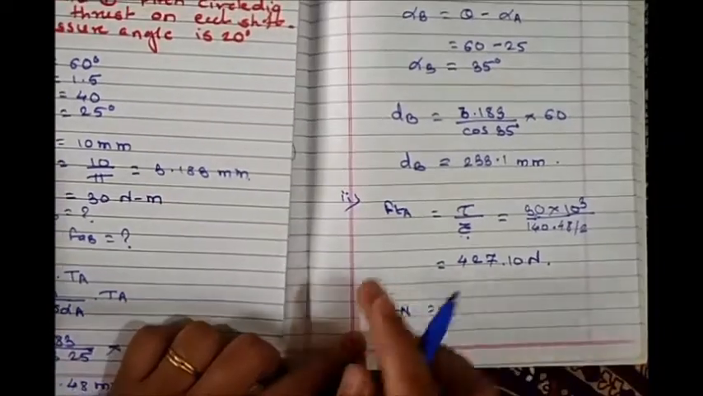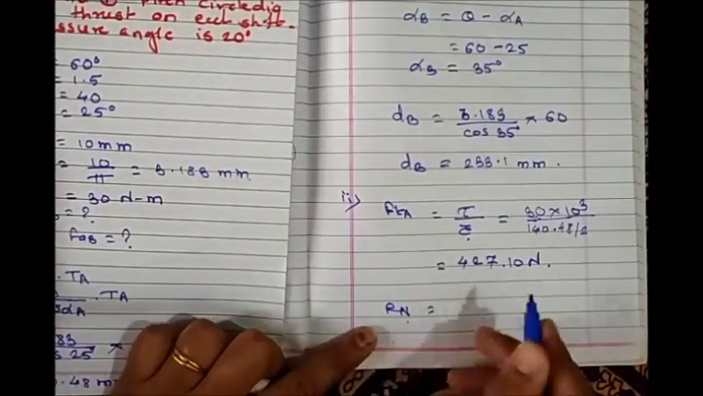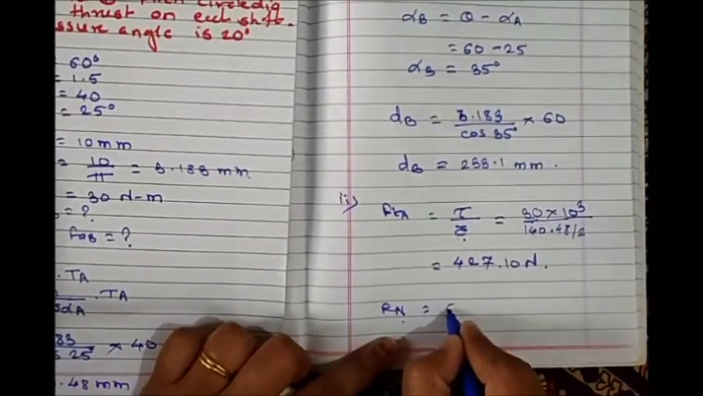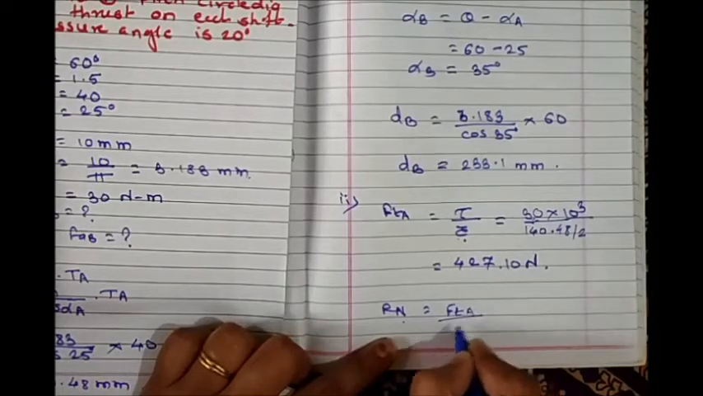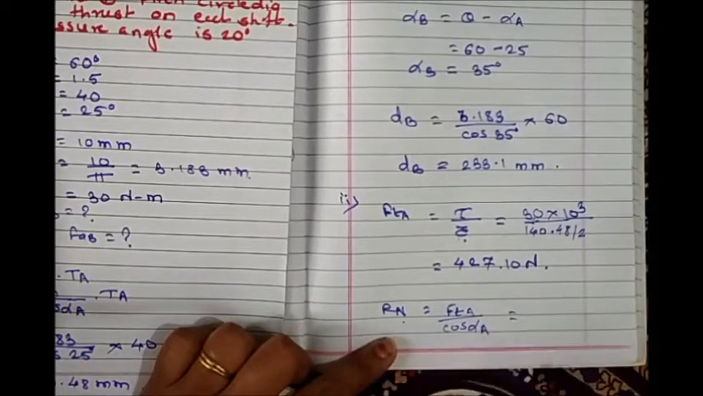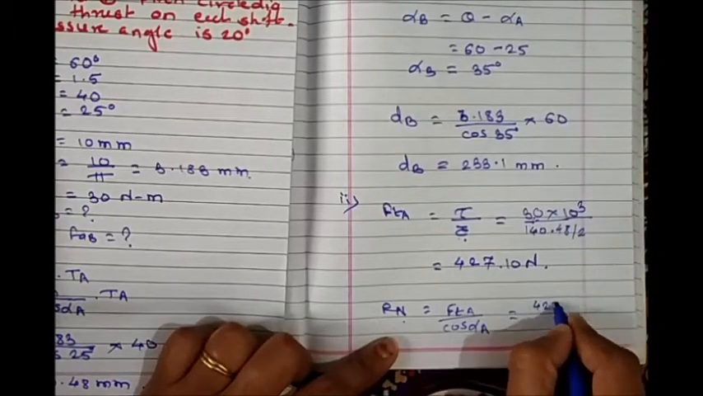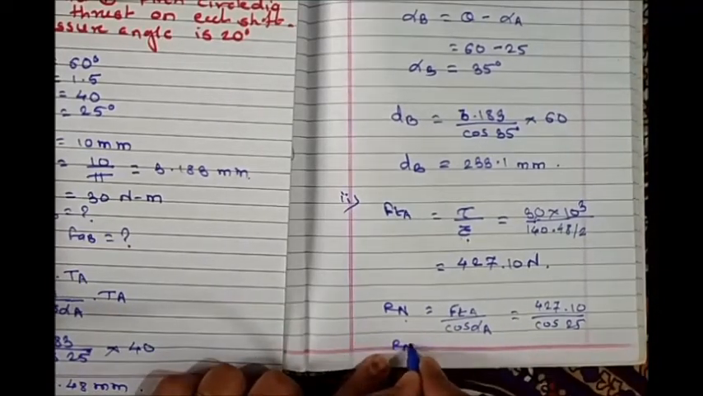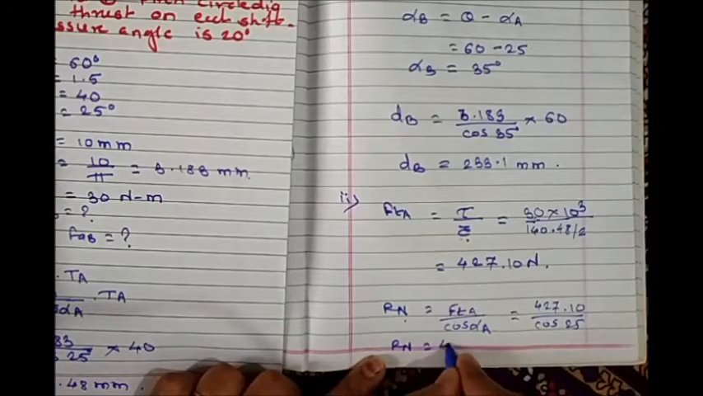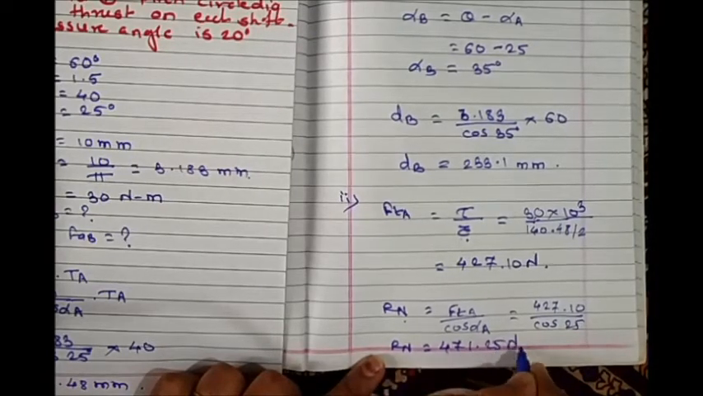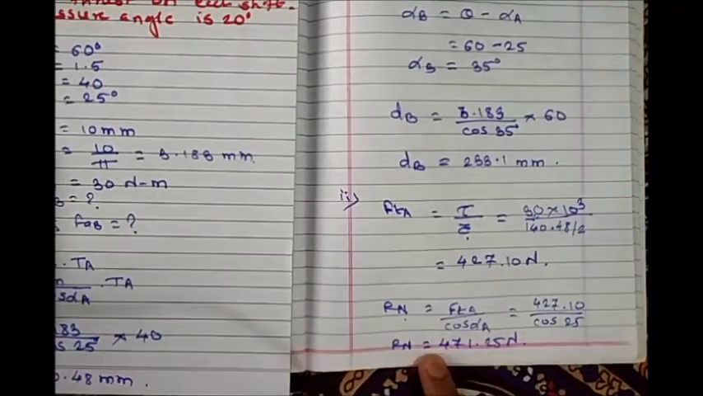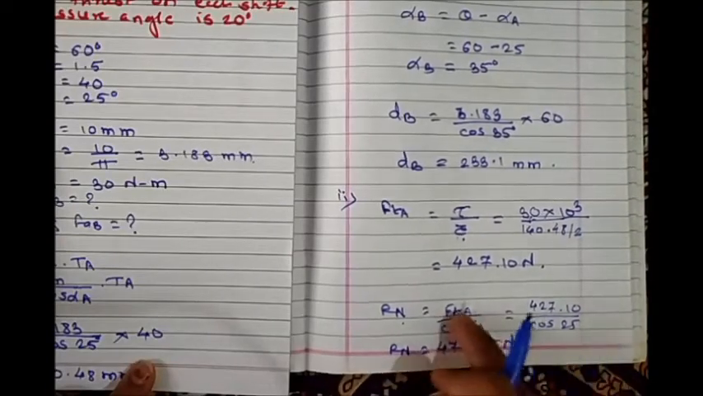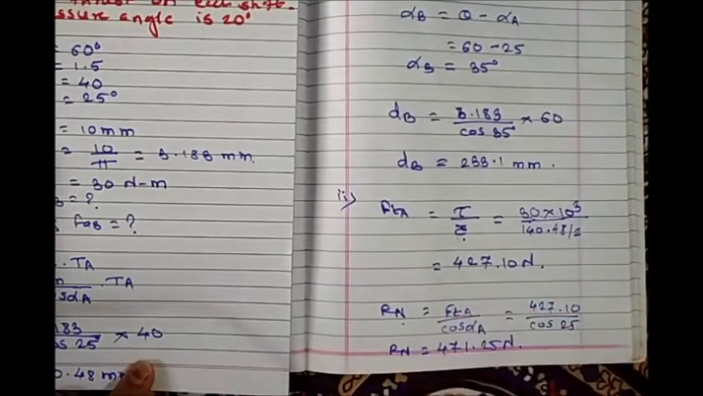Now we know the formula for the normal force on a spiral gear. Normal force Rn is equal to FTA divided by cos of alpha A, which is 427.10 over cos of 25. So we get Rn equal to 471.25 Newton. This normal force is the same for both of the spiral gears, so there is no need to calculate Rn using FTB.